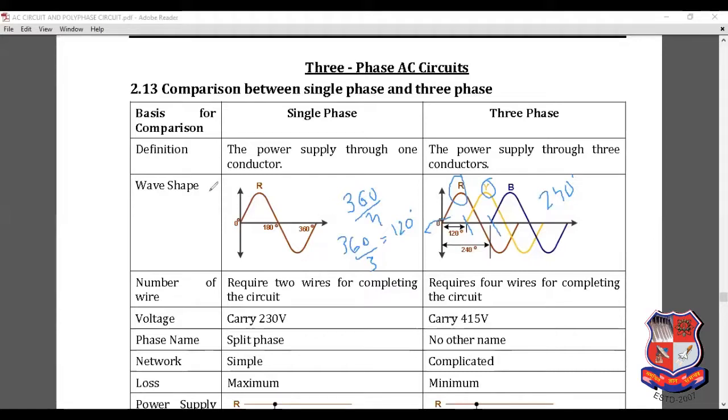Now, the wave shape is the second point, as we can see over here. See, the 0 is the starting point, and this is the 90-degree maximum value. 180-degree, again 0, then negative peak value, and again 0. This is the complete cycle of one conductor.